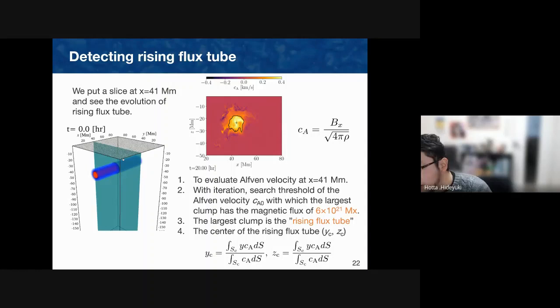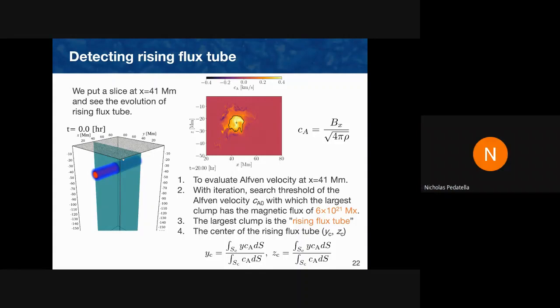We have not done a statistical study for the delta sunspot formation, but in the preliminary result, we found that when we put the flux tube in a shallower position, like 20 megameters or 15 megameters, we tend to see the delta type sunspot. Of course, the horizontal position is also very important. But when we put it in a deeper layer, we see more normal type sunspots. But this should be investigated more carefully.